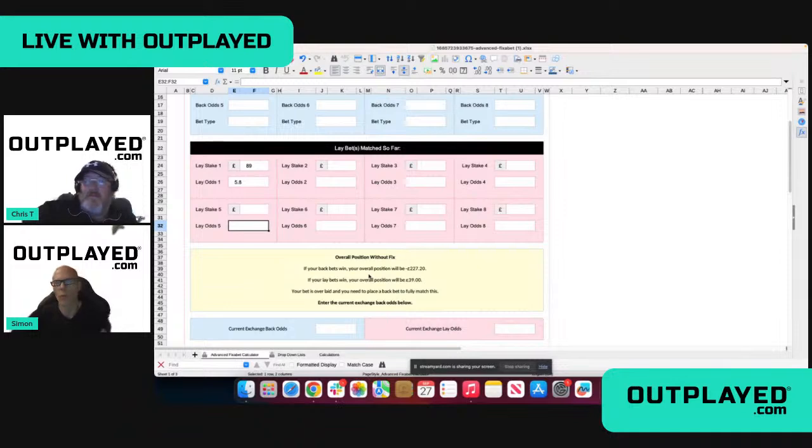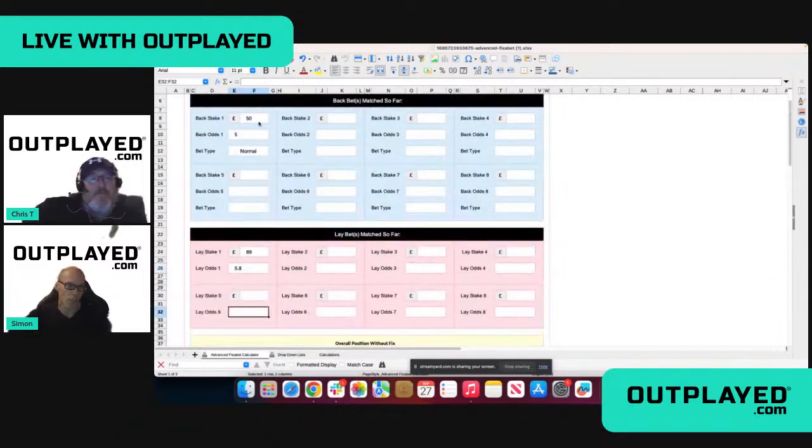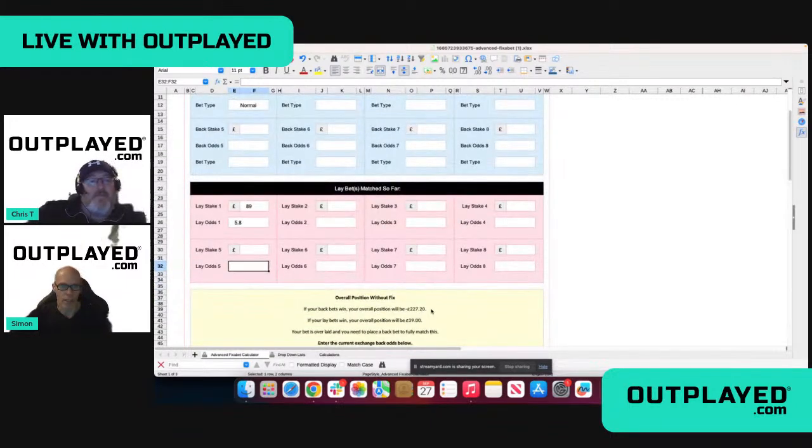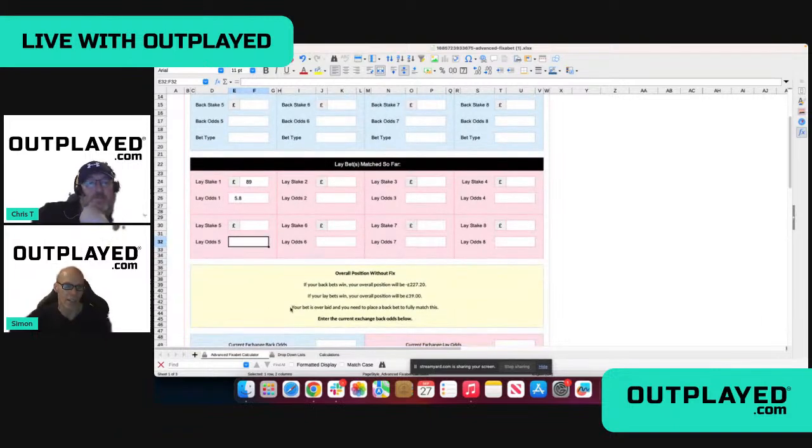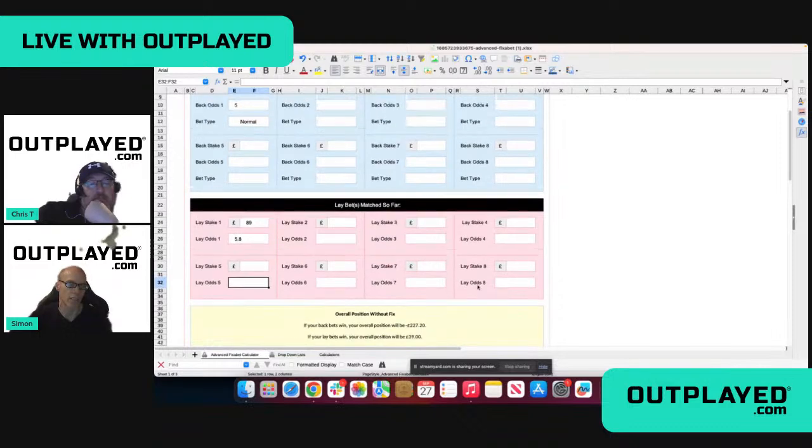What, you think, well, where do I stand? And the overall position is if your back bets win. So if the £50 back bet wins, you'll lose £227 because you've laid way too much. And if the lay bets win, you win £39, which is great, but there's a realistic chance you're going to lose £227. So obviously this needs fixing, and it says your bet is overlaid and you need to place a back bet to fully match this.